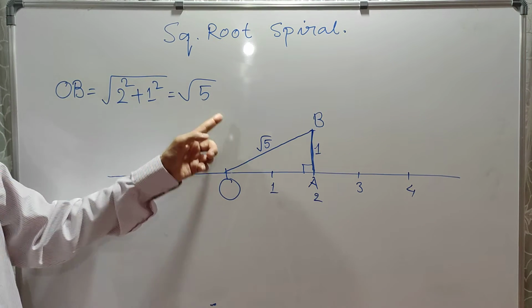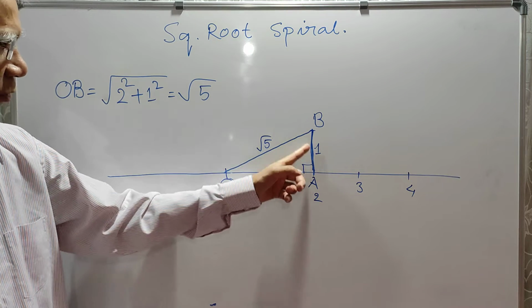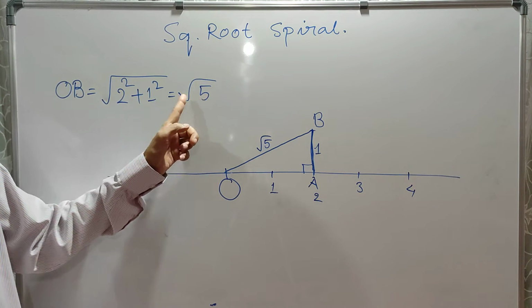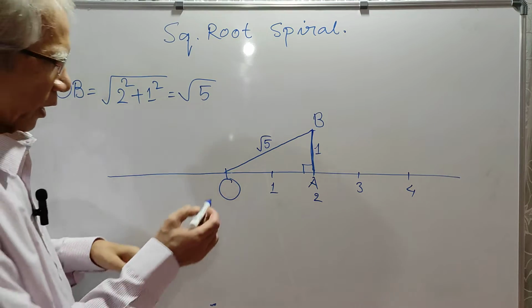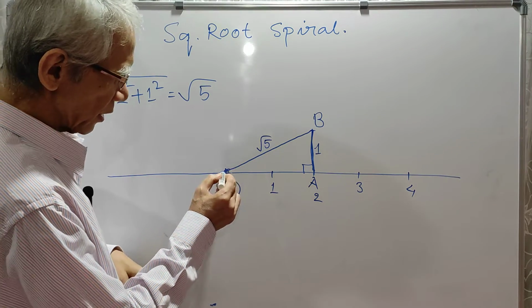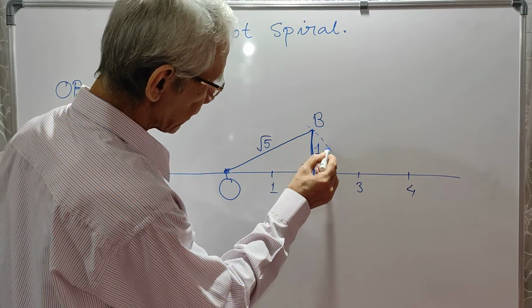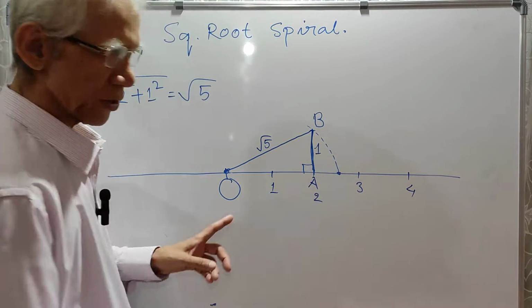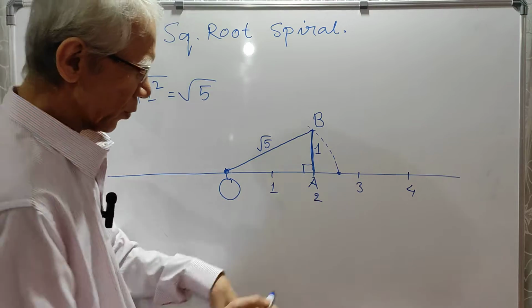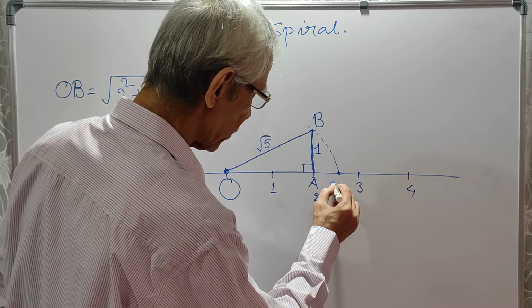So OB we have found what? 2 square plus 1 square, that means 4 plus 1, 5, so root 5. So OB is root 5. Now taking this as center and OB as radius, we draw an arc. So the arc cuts the number line at this point. So this point indicates root 5.